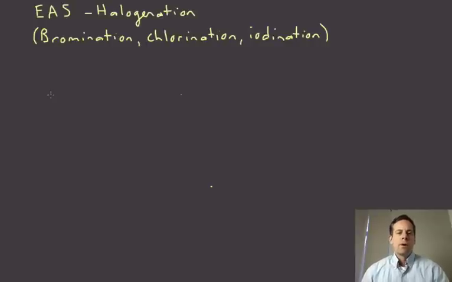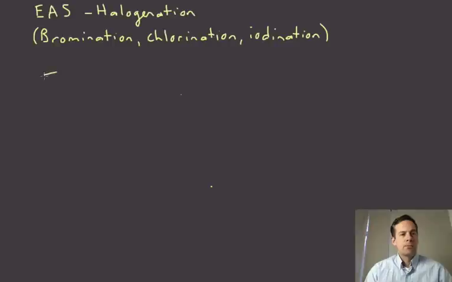In this video, we're going to talk about three related electrophilic aromatic substitution reactions known collectively as halogenation. So these are reactions that allow you to add a halogen substituent to an aromatic ring. The three that we're going to talk about are bromination, chlorination, and iodination, for adding bromine, chlorine, and iodine, respectively.